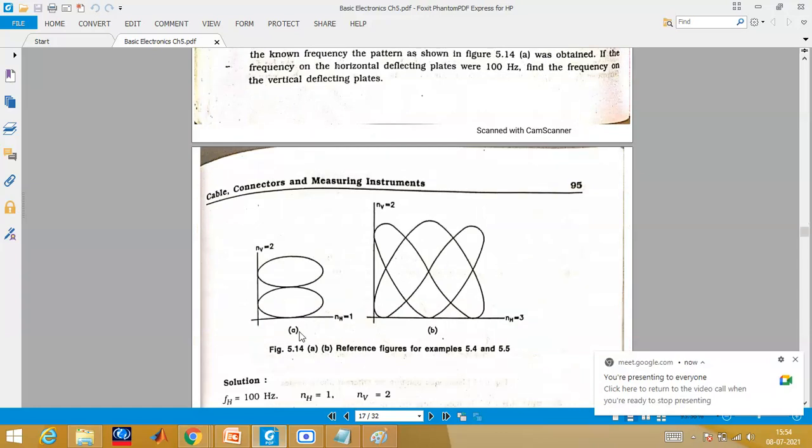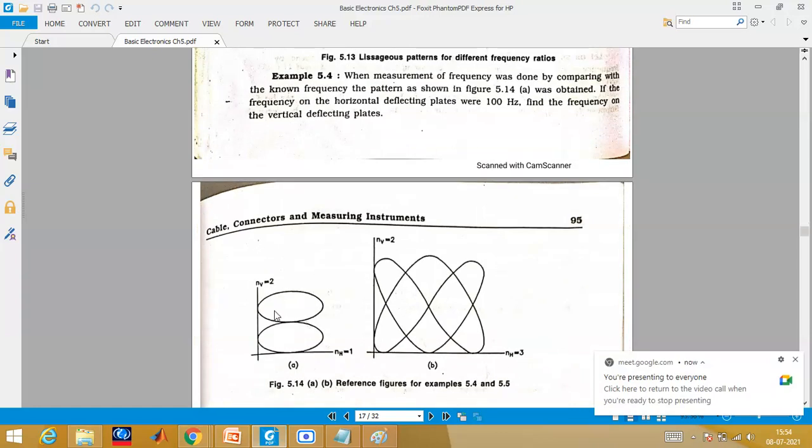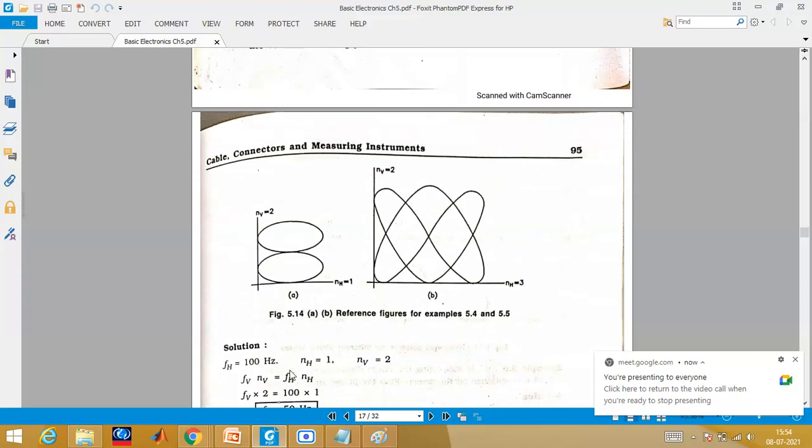Same, see here they have asked you a question, they have given you a figure, and they're asking what is the formula. See, 2 times it is touching on the y-axis, so NV equal to 2. Only one time it is touching on NH, so it will become 1. So the formula will become FH is equal to 2 times FV.